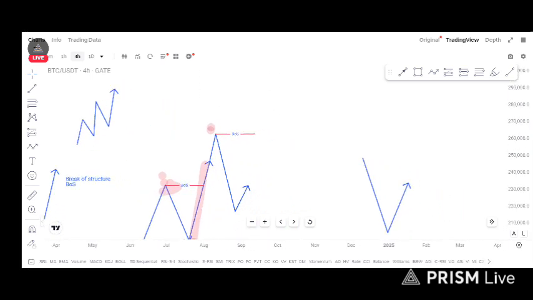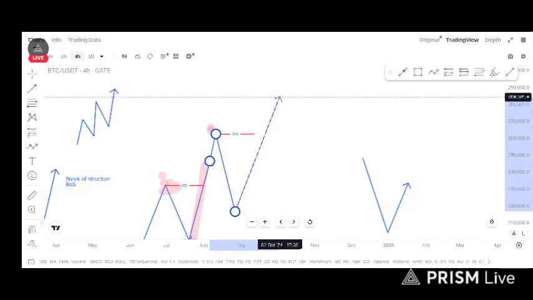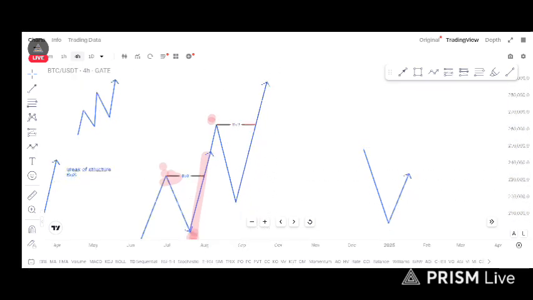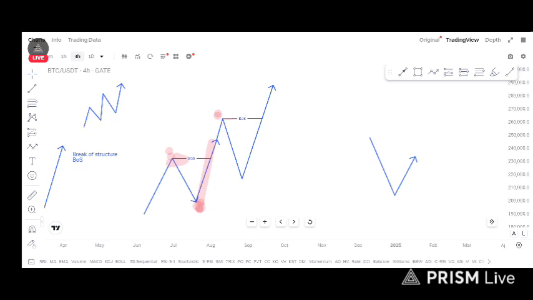So now we are anticipating market to break this high to confirm this low. Now market breaks this high. Once market breaks this high, we have confirmed that we are in an uptrend. Wow, very simple.